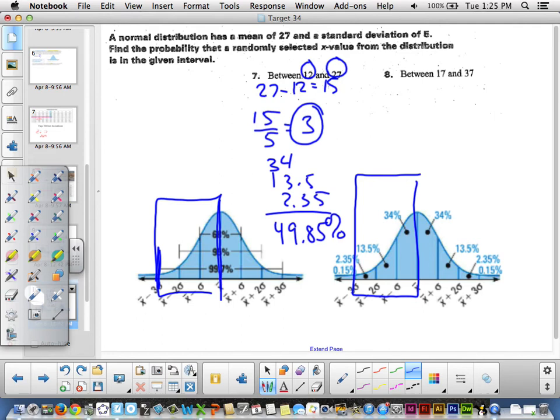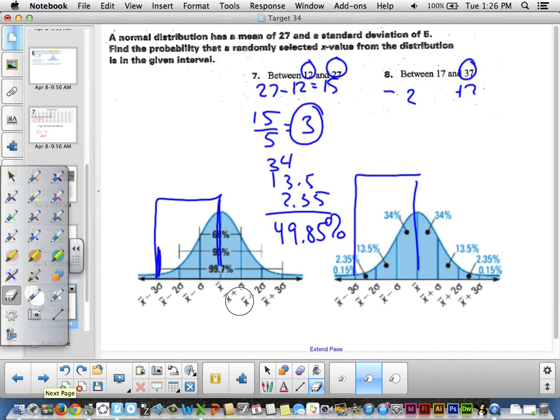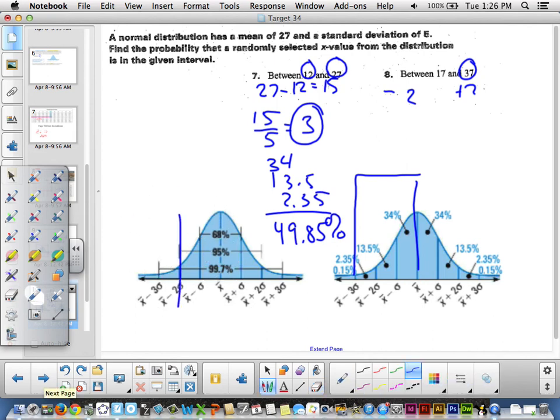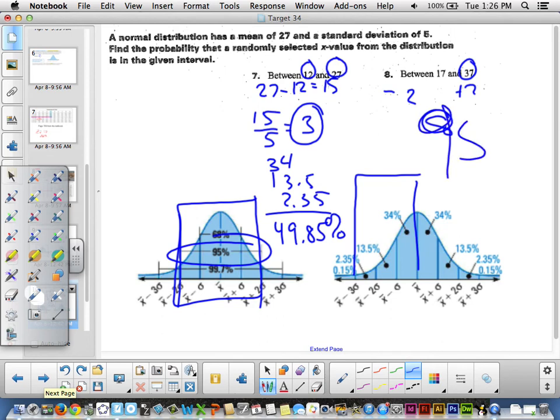What percent will be between 17 and 37? Well, 27 minus 17, that's 10, which is 2 below. Z-score of -2. 37 is a z-score of +2. What's between -2 and +2? We'll look on this one. -2 is here, +2 is here. We can see that 95% of the data falls in that range.